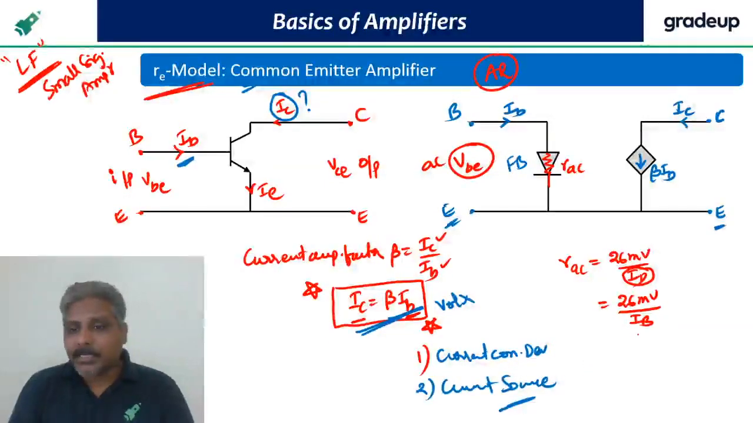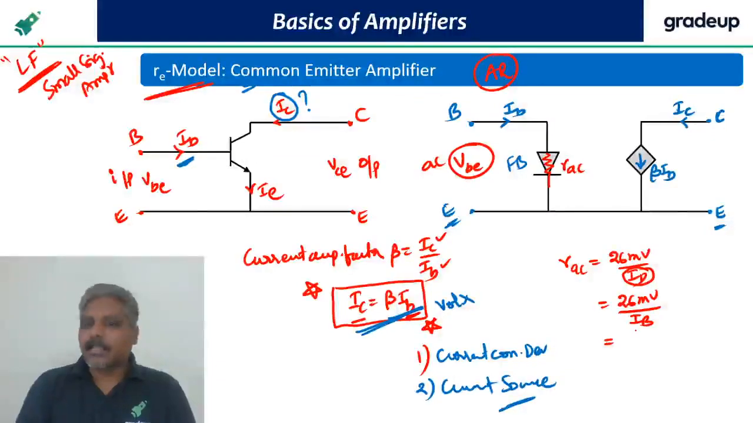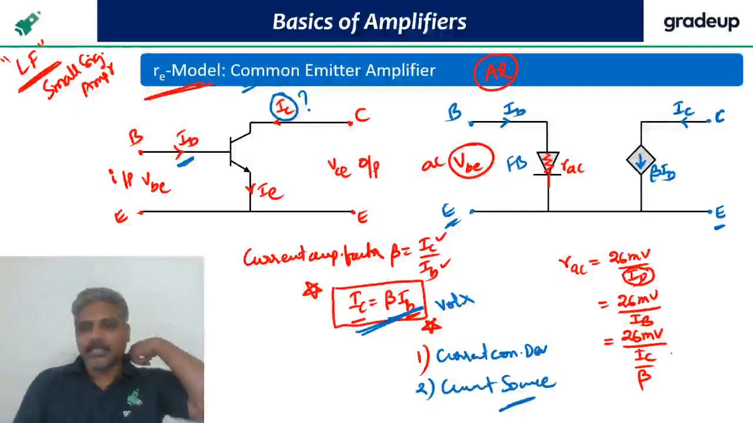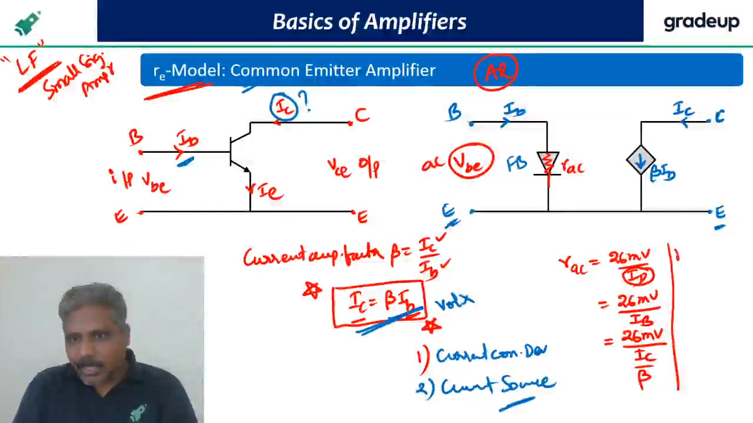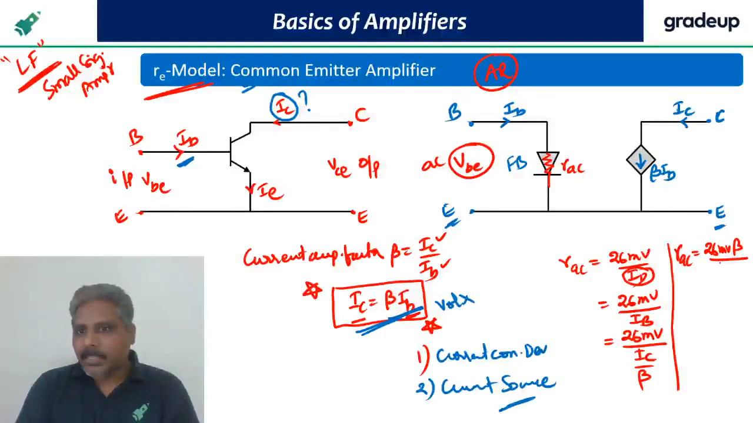IB, but capital. So can I write this as 26 millivolts by IB can be written as IC by beta? Yes, no? Now let me have some space here. So RAC is equal to 26 millivolts into beta divided by IC. So can I write it as beta into 26 millivolts by IC, which is almost equal to IE, we know.